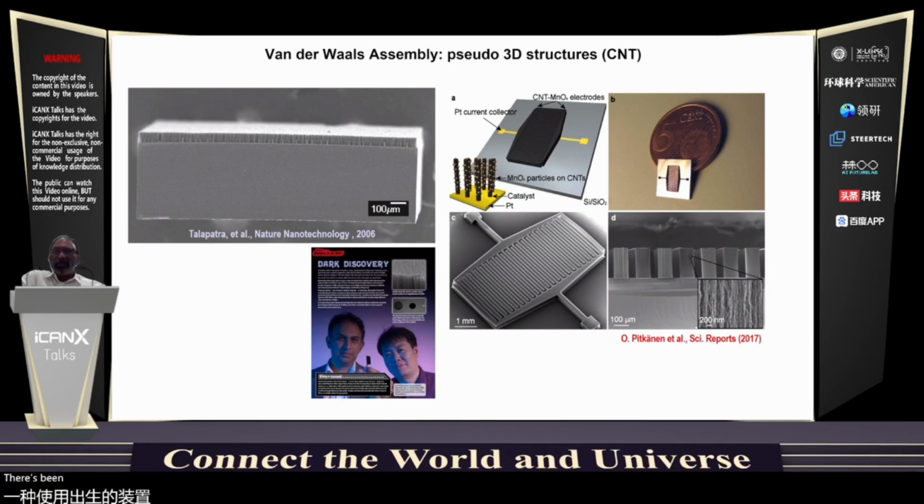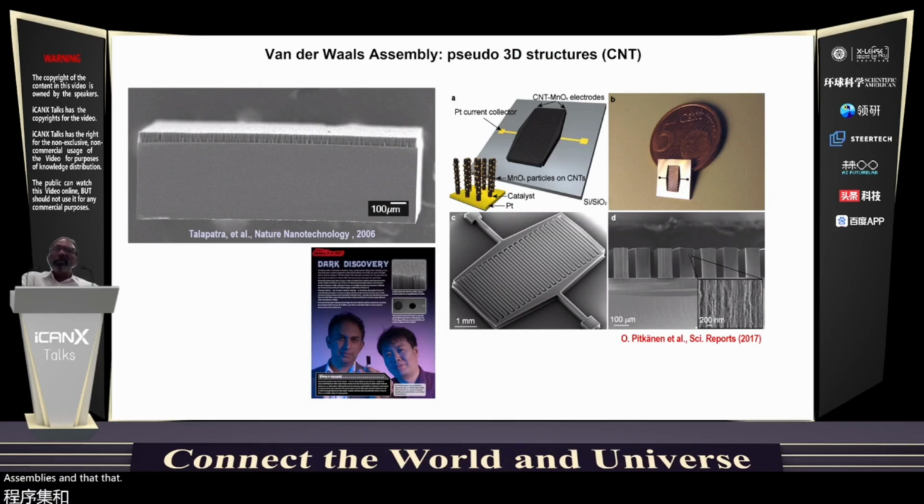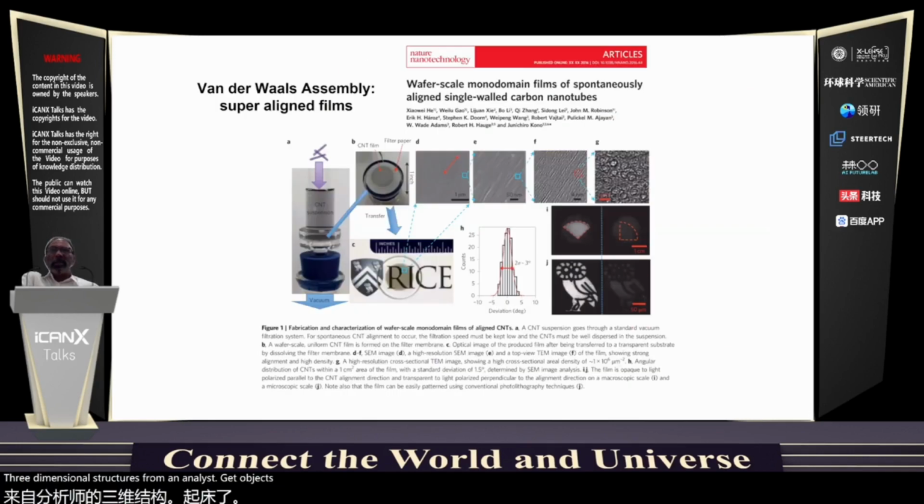There have been membranes built from such interesting van der Waals assemblies. We have shown that they are highly absorbing light absorbers. So although they are not really 3D structures, there could be several applications that relate to these types of assemblies. And that's probably step one in terms of building three-dimensional structures from nanoscale objects.